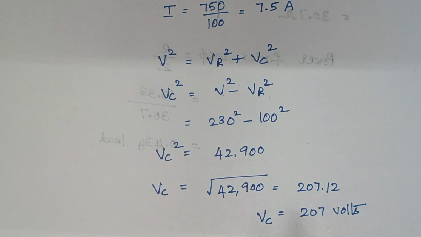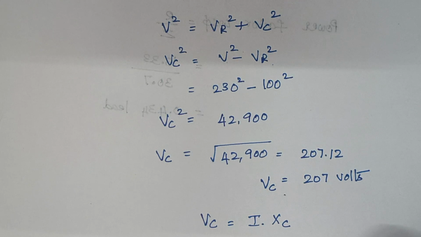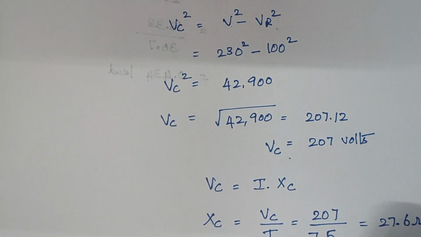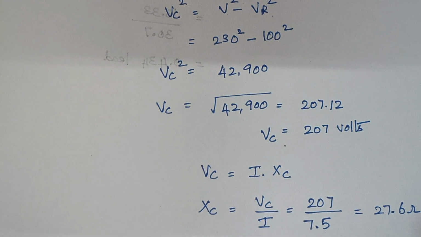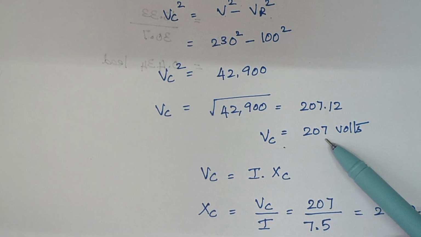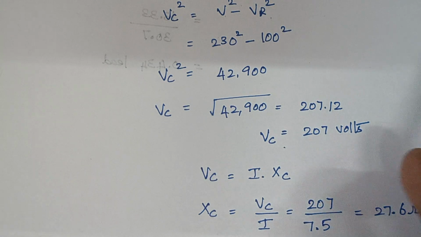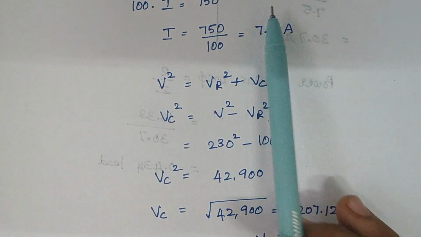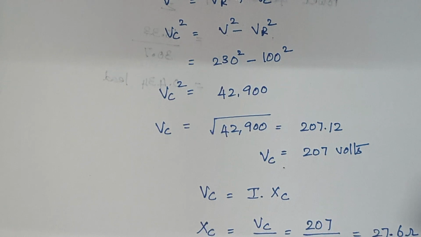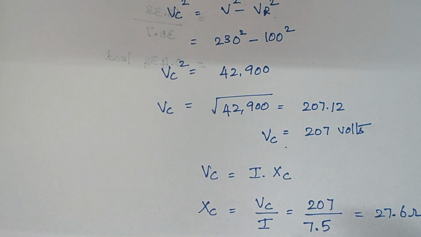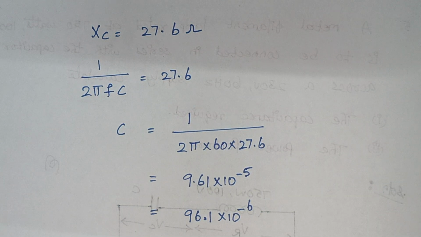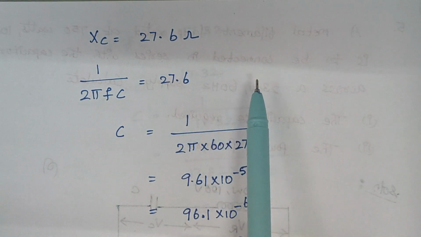Once we know VC, we can easily calculate XC, because the formula for VC is I into XC. Therefore XC is given by VC by I. VC is 207, and I is 7.5, which we already calculated. When we substitute, the value of XC is calculated as 27.6 ohms. From XC we can easily calculate C.